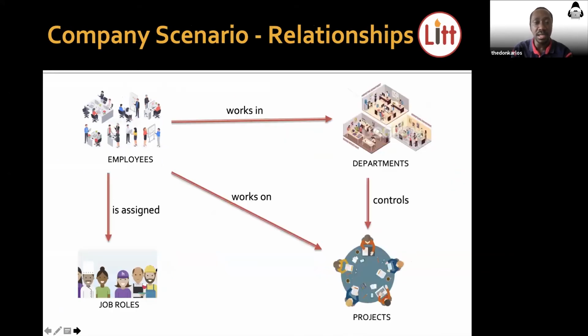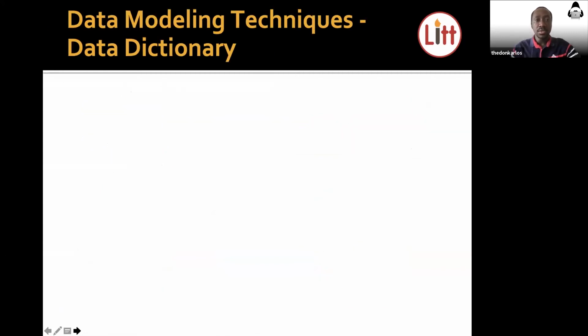Then we created a number of relationships among those entities. We said that the employees work in departments, the employees are assigned job roles, the employees work on projects, and departments control projects. We're able to create relationships among all the entities, so none of them was standing alone or was a loner in this case. So let's look at some techniques. We'll start with the data dictionary.